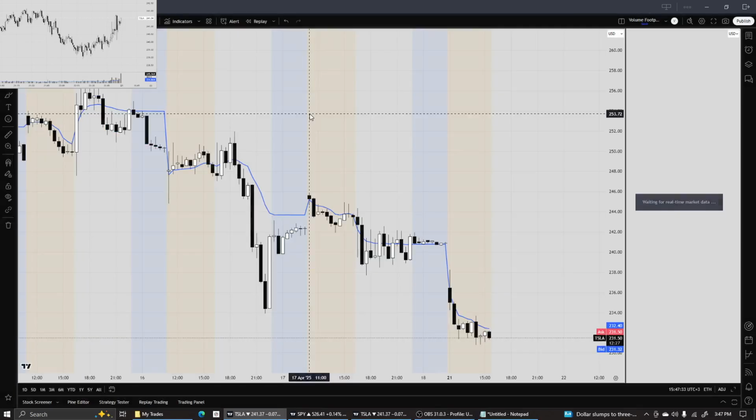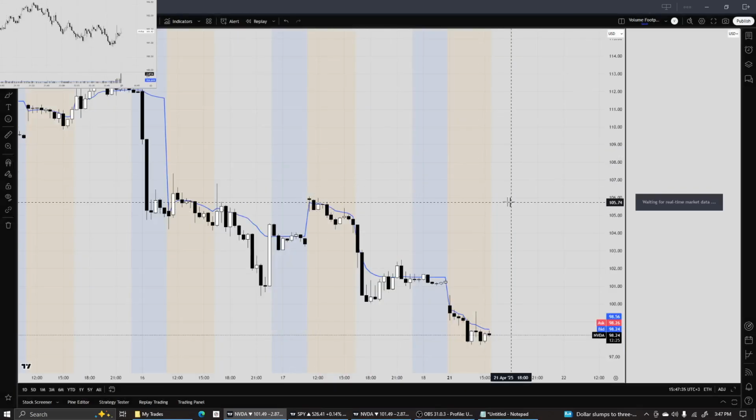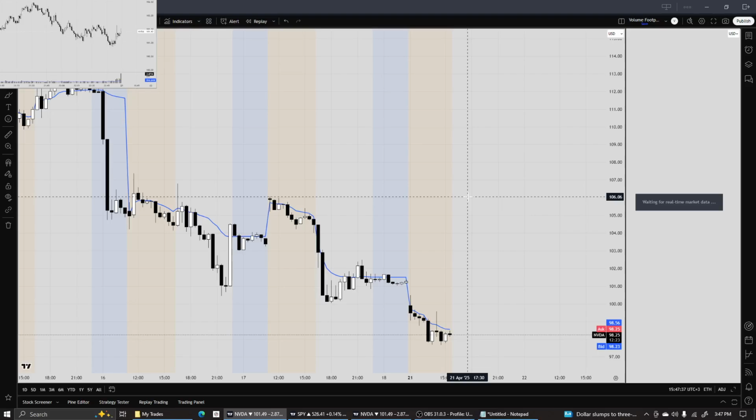Today we will be trading NVIDIA, because NVIDIA is in the news. NVIDIA and Tesla. Tesla has delayed Model Y, the budget Model Y production, because of the tariff war with China.